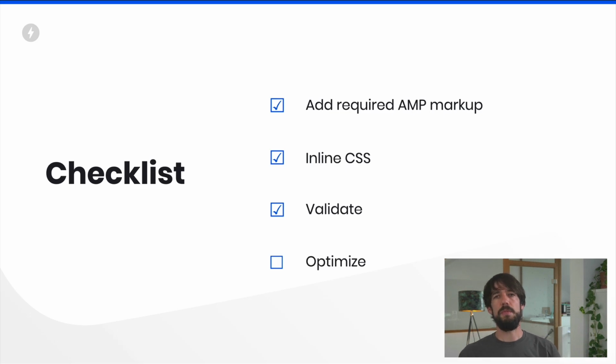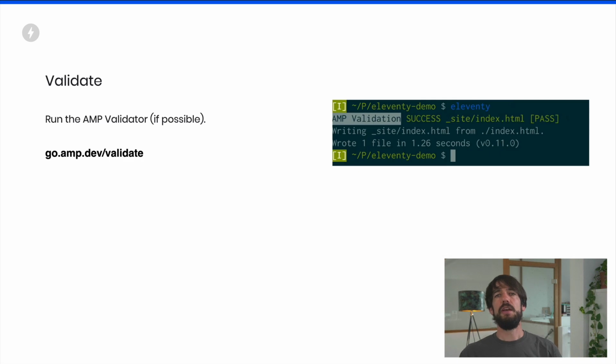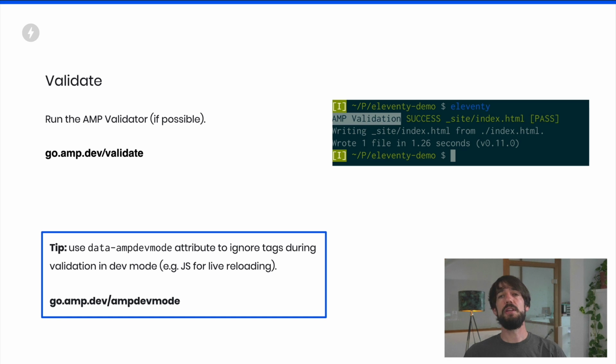Now, the next item on the list is validation. One of AMP's core features is the built-in validator. The validator checks if a given HTML document is valid. And it provides incredibly important feedback to developers, so really make sure to integrate it, for example, as part of the build flow. One tip: if you need to include custom JavaScript during development, for example, to support live reloading in the browser, you can use the AMP dev mode attribute to tell the validator to ignore these custom bits of JavaScript. This helps a lot by removing unneeded noise from the validation results.